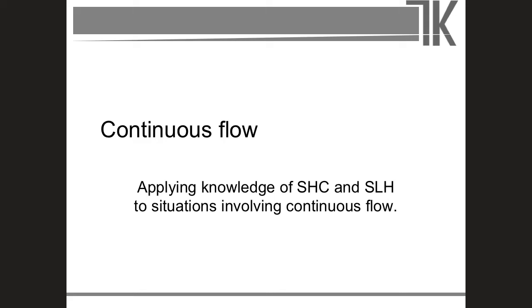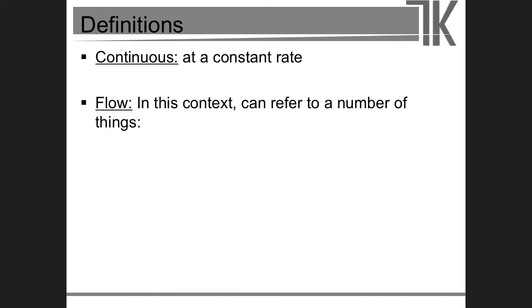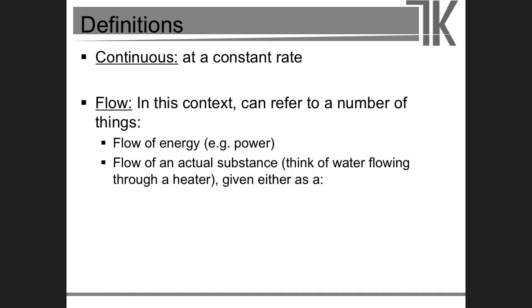We're going to be looking at continuous flow today, so applying our knowledge of specific heat capacity and specific latent heat to situations that involve continuous flow. So you might be thinking to yourself, what is continuous flow? Well, that continuous bit just means at a constant rate, and the flow bit can actually refer to a number of different things. We can talk about a flow of energy or power. Or we could actually talk about the flow of a substance. So we could talk about, say, water going through a heater or a boiler or a radiator. And that can either be given to us as a mass per unit time or a volume per unit time.